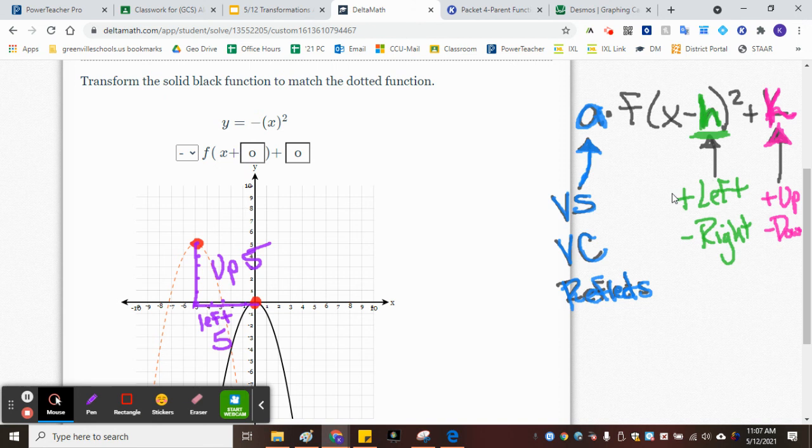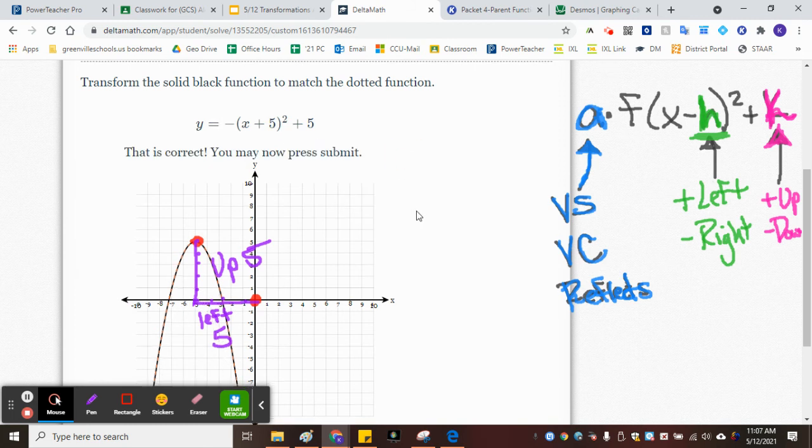So left 5 is positive inside my equation. So inside this parentheses, positive 5. I just move left 5. And now I still need to move it up 5. Up is outside my parentheses, outside my function. Positive. Up 5. Correct? You can hit submit.